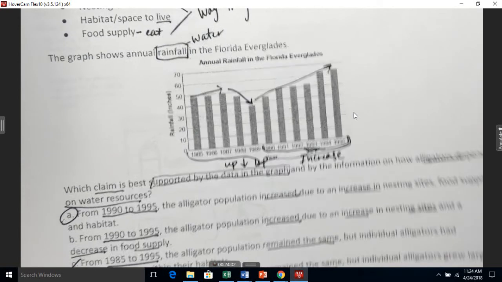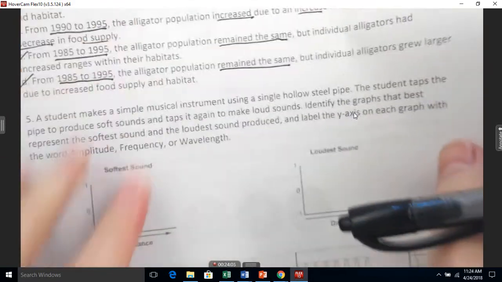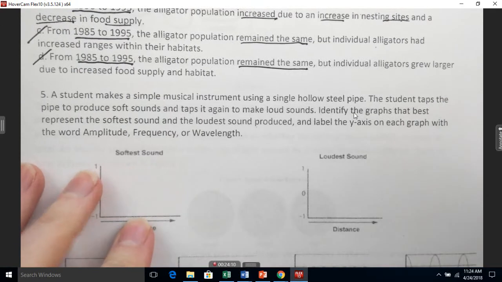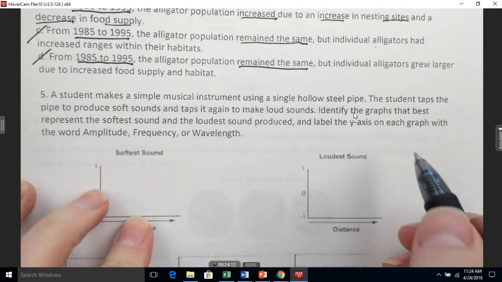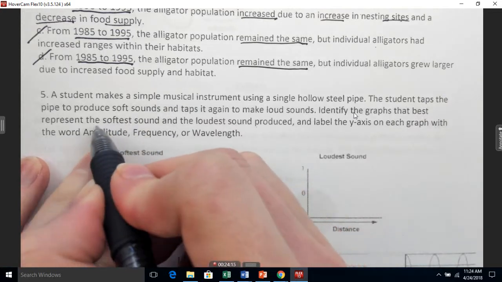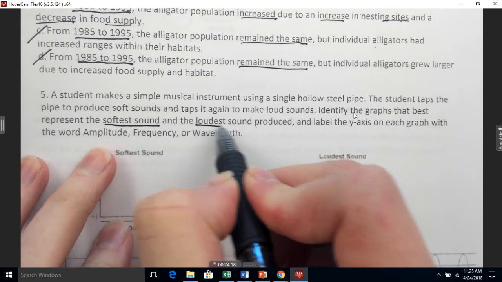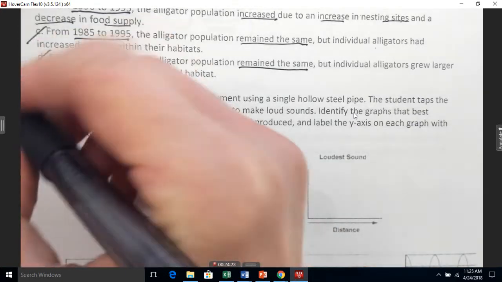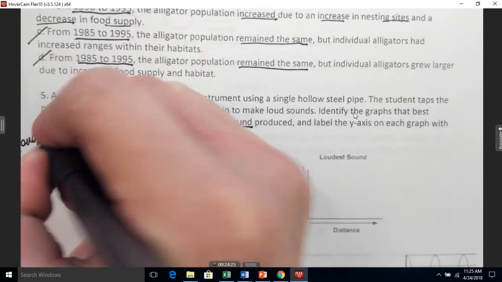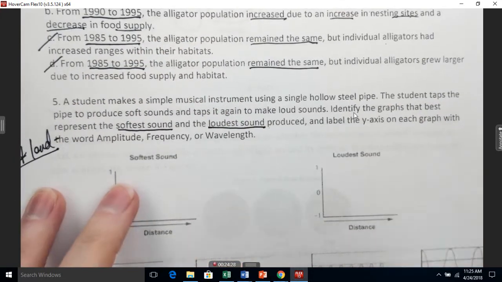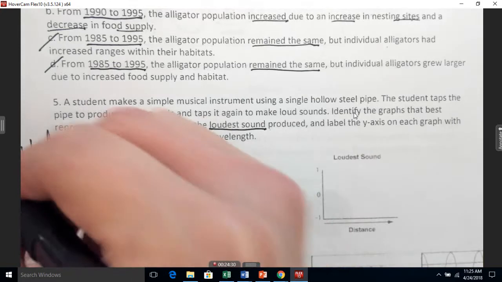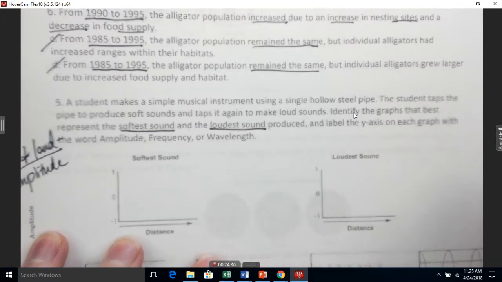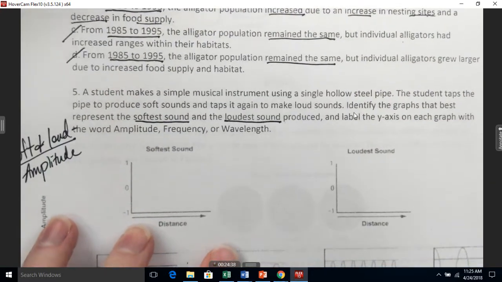All right, awesome. Number 5, a student makes a simple musical instrument using a single hollow steel pipe. The student taps the pipe to produce soft sounds and taps it again to make loud sounds. Identify the graphs that best represent the softest sound and the loudest sound. Okay, soft and loud. Write this next to it. What do we know about the loudness and the softness? Pitch goes with frequency. Soft and loud is amplitude.